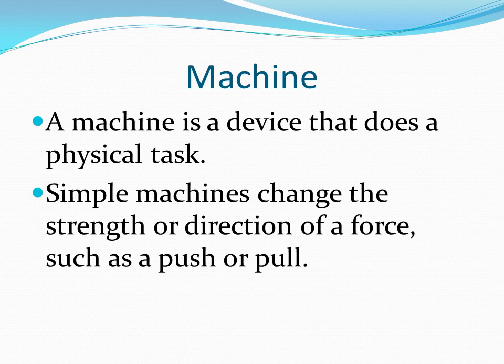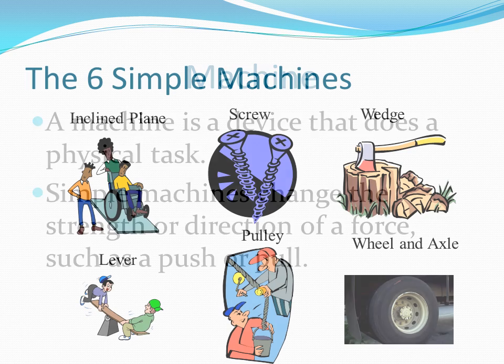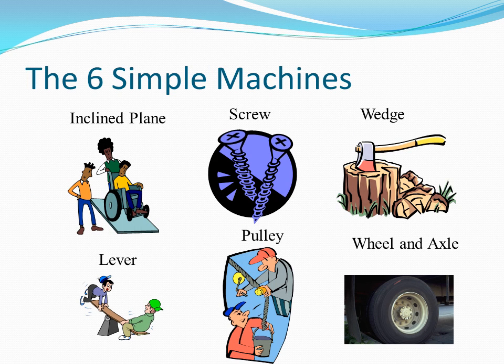A machine is a device that does a physical task. Simple machines change the strength or direction of a force, such as a push or pull. The 6 simple machines are inclined plane, screw, wedge, lever, pulley, wheel and axle.